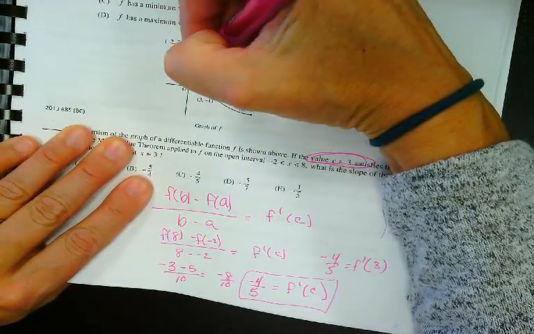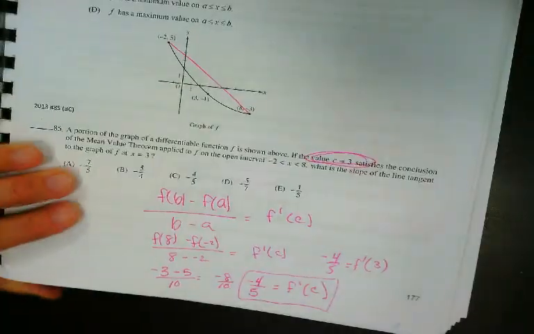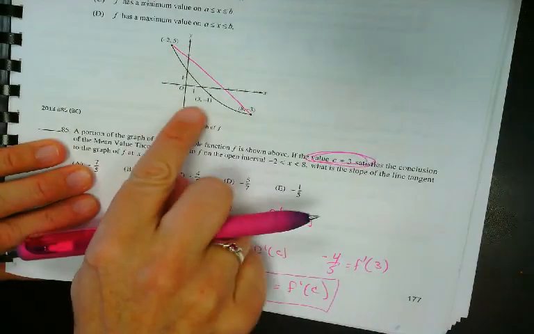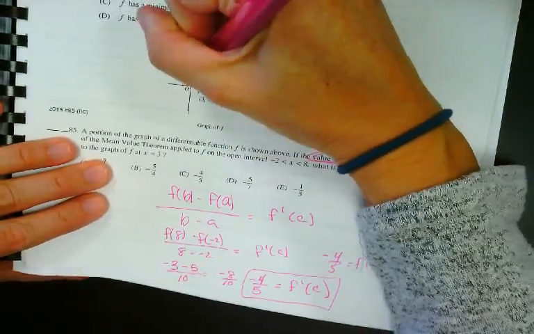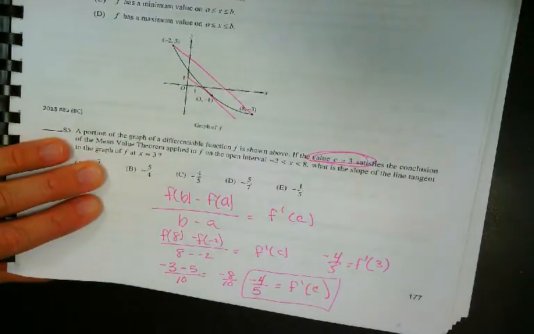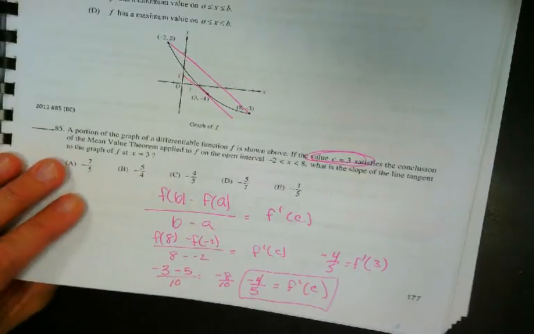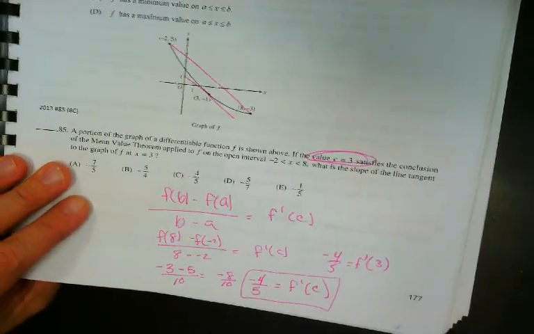Okay. Again, visually, let's go ahead and draw this in. We're saying the slope of the secant will have a parallel tangent exactly at x equals 3. And again, that's what that mean value theorem keeps showing. The slope of the secant equals the slope of the tangent.